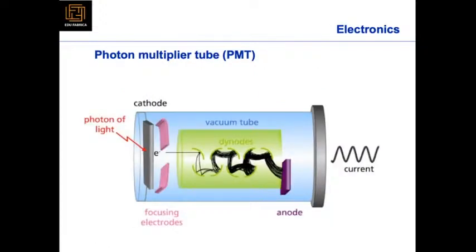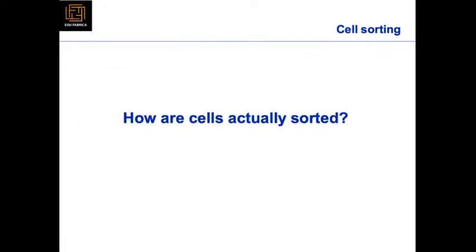The PMT looks like this, where a photon of light comes from the cathode and an electron beam is released. Then there are diodes, heated very widely in the vacuum tube, and then it goes to the anode. The current can be obtained through this, and the current can be seen from this.